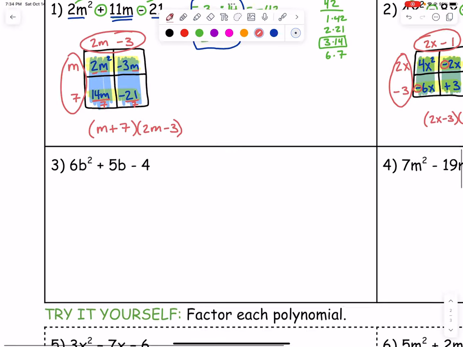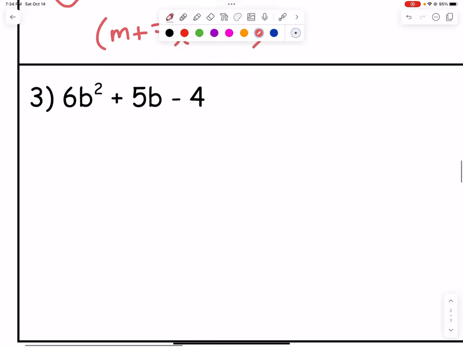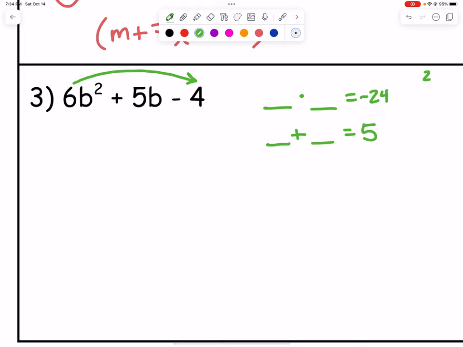All right, let's look at another one. 6b squared plus 5b minus 4. So 6, 5, and 4 do not have a greatest common factor between the three of them. So we're going to go ahead and multiply 6 times negative 4, which gives us negative 24. Then we need to add up to get our b value, which is 5. So let's list out factors that give us 24. So 1 times 24, 2 times 12, 3 times 8, 4 times 6.